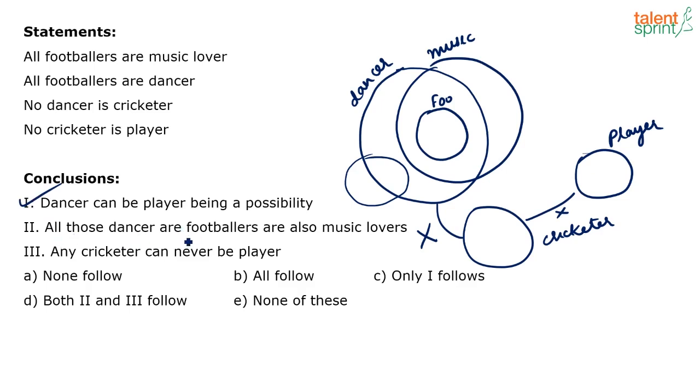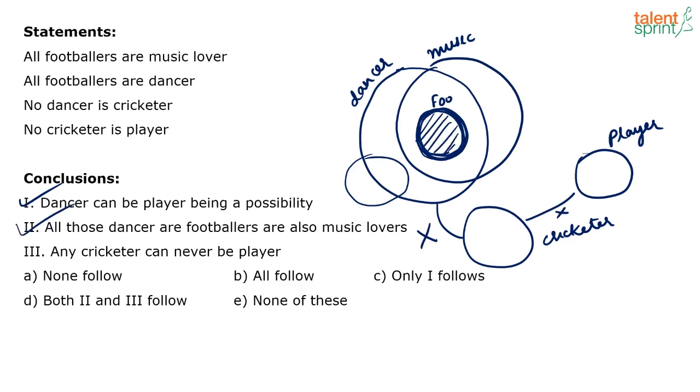Next one, all those dancers who are footballers are also music lovers. Very true, correct? See, these dancers, who are the dancers who are footballers? All those dancers who are footballers, right? These are the dancers who are footballers. Now they are also music lovers. Yes, they are also music lovers, correct? Because in this is the set that we are referring to. So this set is the footballers who are dancers and music lovers. So this is also true.